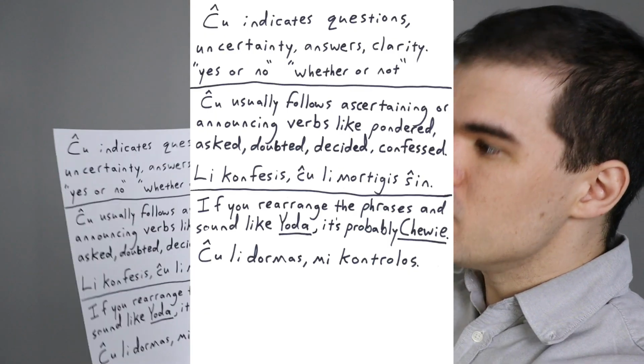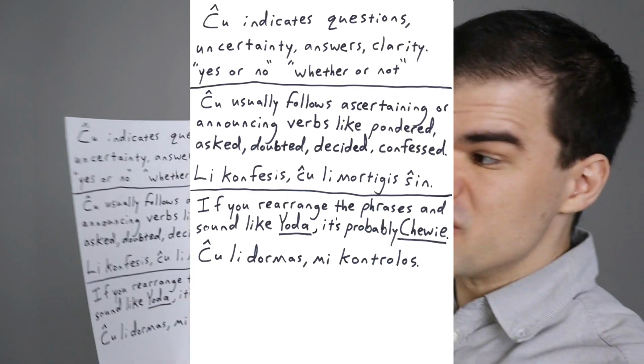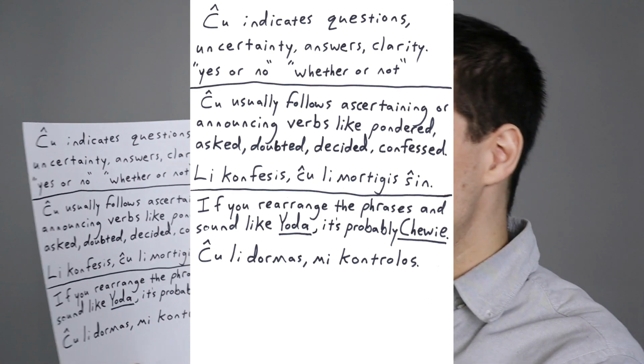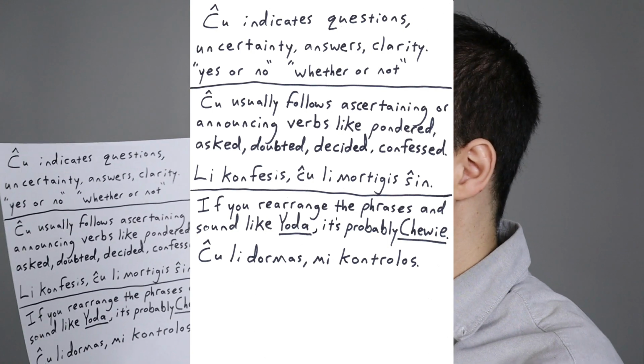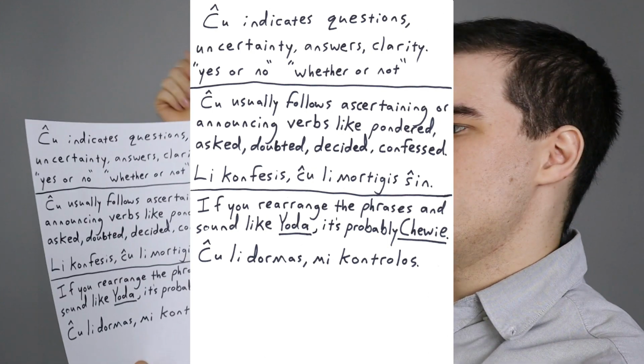So usually if you see chu at the beginning of a sentence, it's beginning a question, and you'll see a question mark at the end of it. But if you see it in the middle of a sentence somewhere, it usually means the word whether, or whether or not. The "or not" is sort of indicated sometimes, just like the word "then" is sort of indicated. Chu indicates questions, uncertainty, as well as answers and clarity. It's usually trying to determine something or announce that decision finally. Yes or no, whether or not.